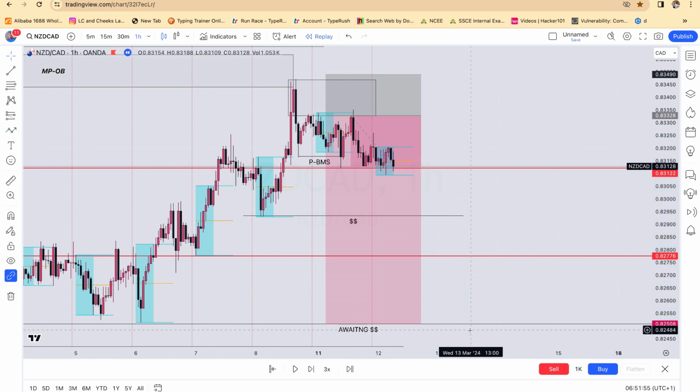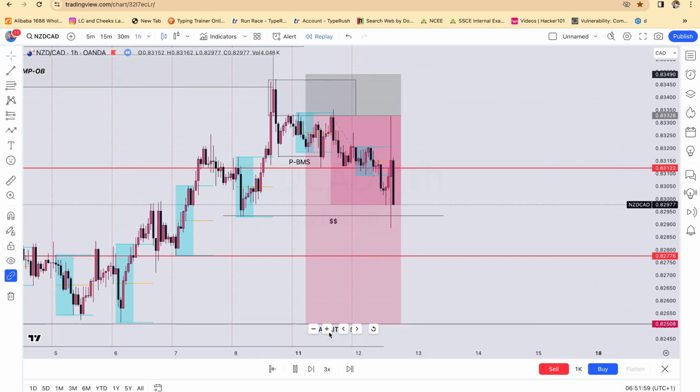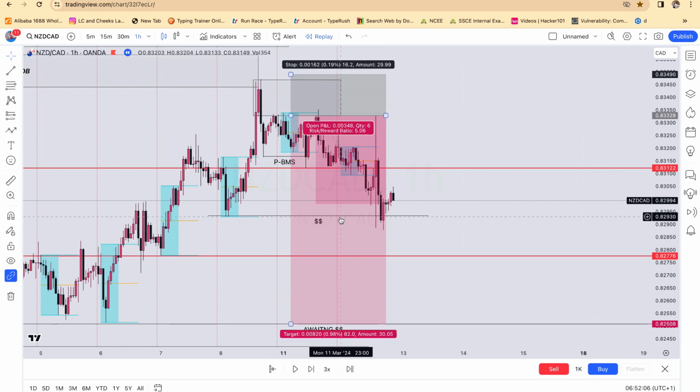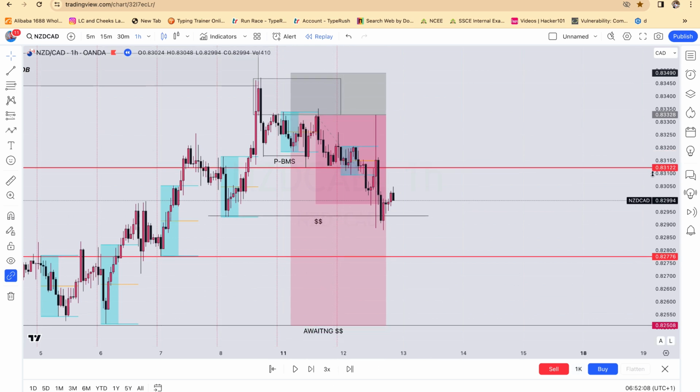So let me delete and then play this guy. I want to first of all see price take out this liquidity. So can you see what price has done? Price has actually swept this guy off. So price has taken out this liquidity. The next thing there is to find what?